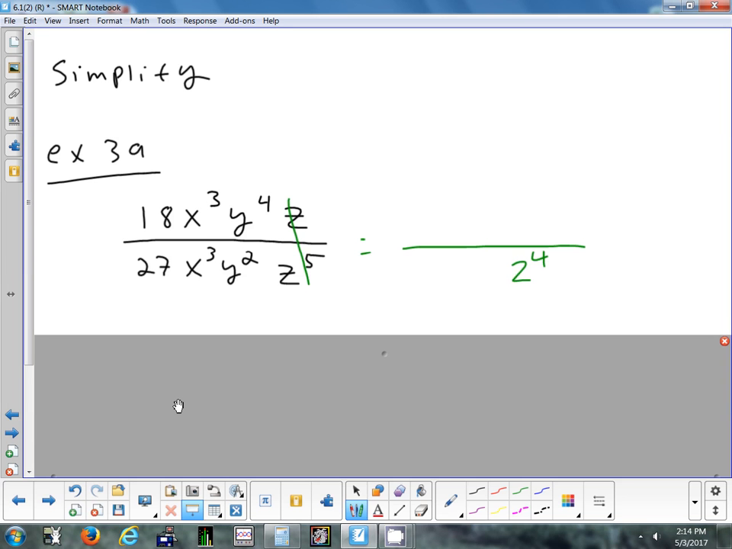So we had Z5 and Z. Antonio said Z4 on the bottom. 5 minus 1 is Z4. We put it on the bottom because that's where the bigger exponent was. So Y power 2, where? On the top. Awesome, right? Because 4 is bigger than 2. Good job. Y2. All right, last one.